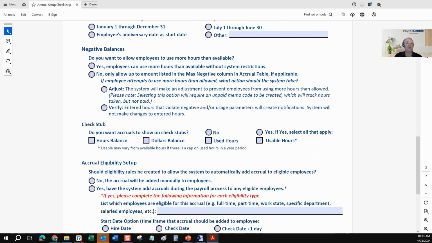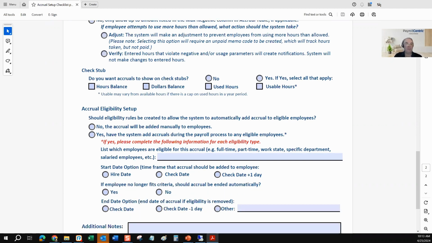And then also there's the check stub: how do you want this to appear on the check stub? Do you want us to show their hours balance or the dollar amount? Do you want us to show how many hours they've used? Do you want us to show their usable hours, which may vary from available hours if there's a cap on usage, right? If they can only use a certain number of hours in a year, regardless of whatever their balance is, then that's what the usable hours will report.